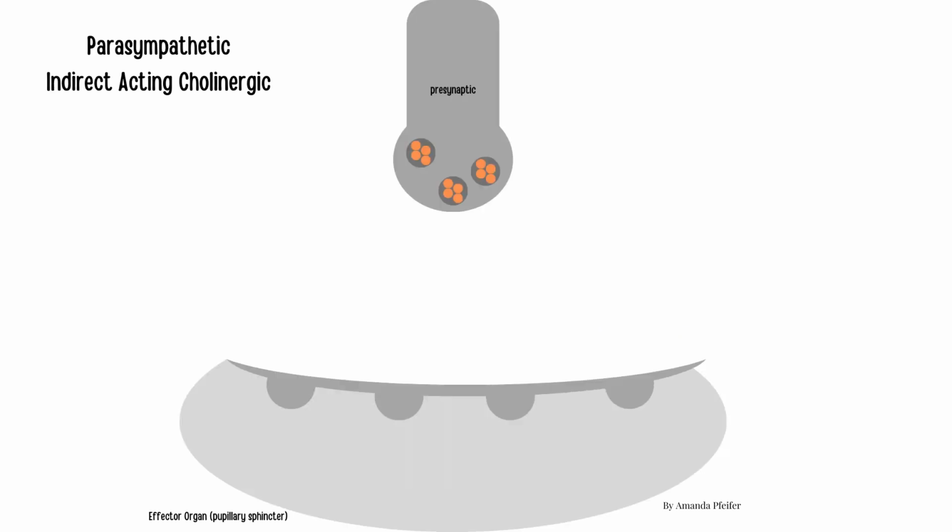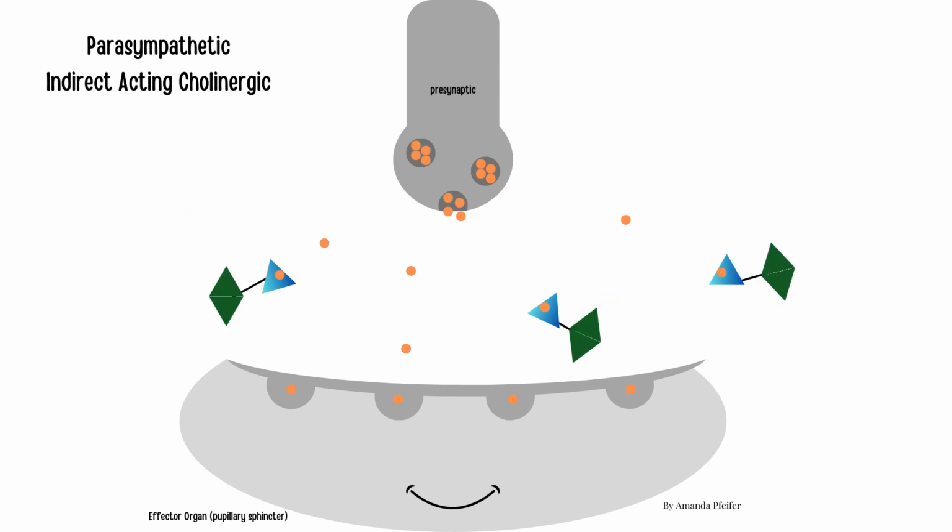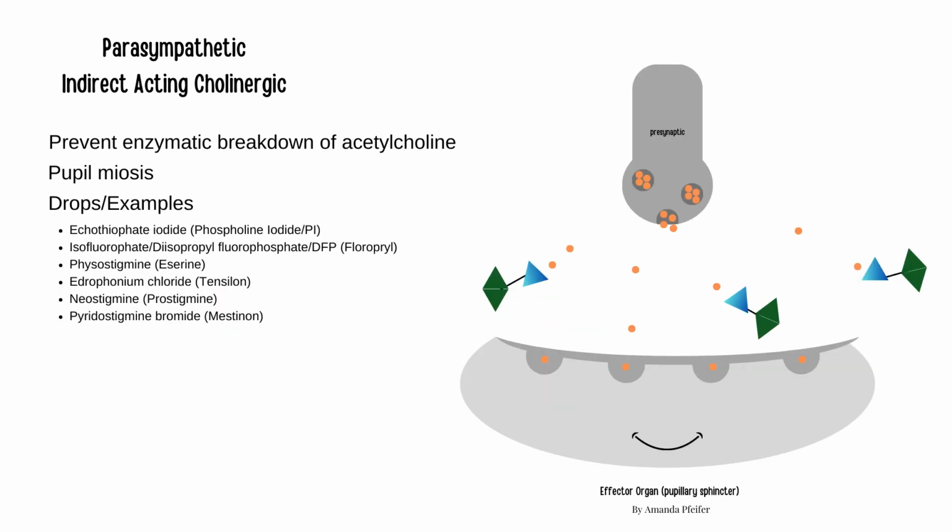The next drug that we have is the indirect-acting cholinergic. So acetylcholine gets released into the synaptic cleft, and then the acetylcholinesterase comes in and tries to digest the acetylcholine, but the indirect-acting drug comes in, binds to the acetylcholinesterase, and causes it to spit out the acetylcholine. So now we have more acetylcholine in the cleft, making our effector organ nice and happy. In summary, it prevents the enzymatic breakdown of acetylcholine.